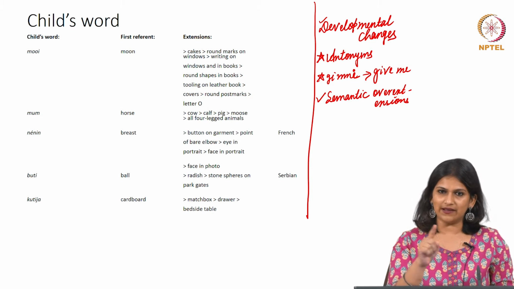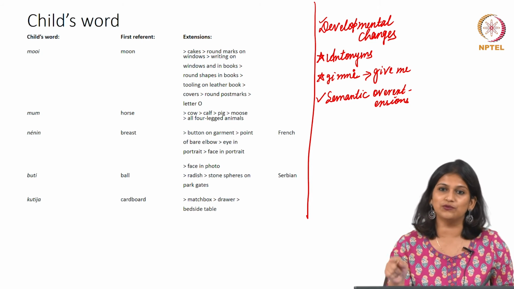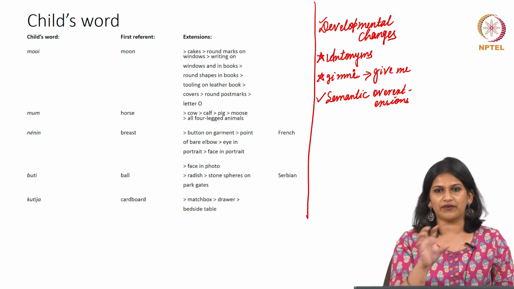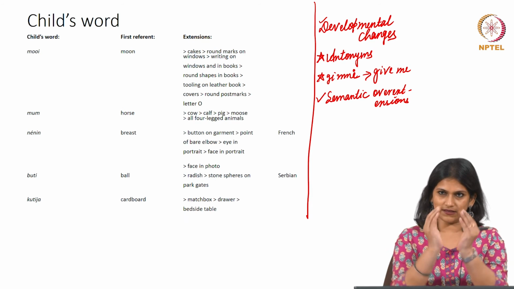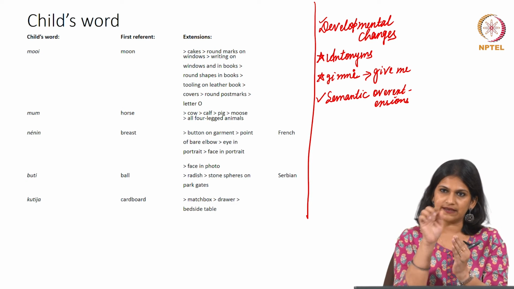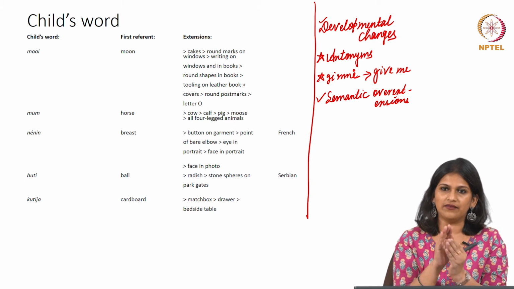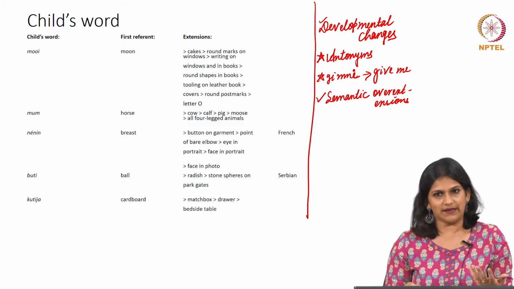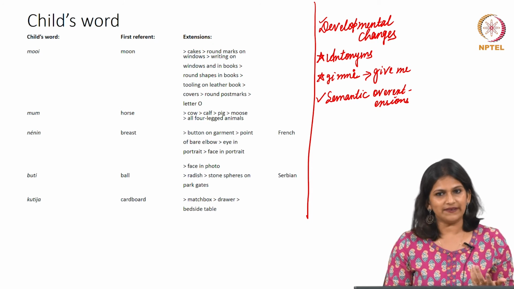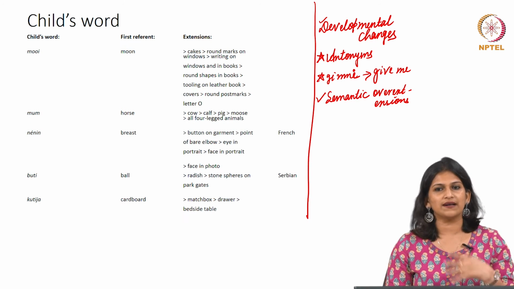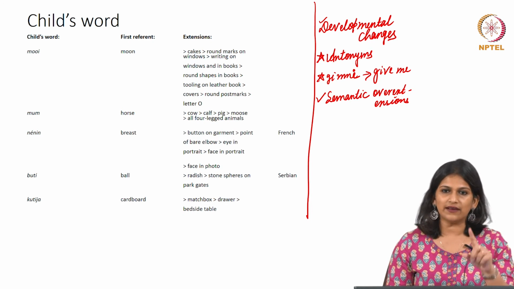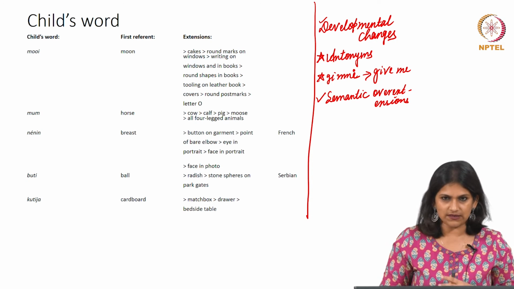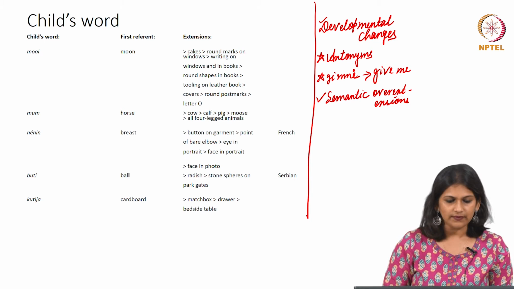So if they see the letter O, the child is going to say this is moon. If the child sees a round mark on the window, let us say it is a wooden window and there is a small hole covered with glass, the child is going to identify it as moon. Definitely that is not moon. Definitely the round postmarks are not moon, and definitely the letter O is not moon, but the child is going to associate them with it. So this is called overextension.